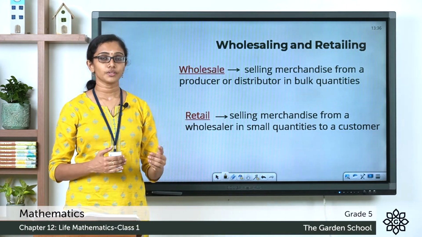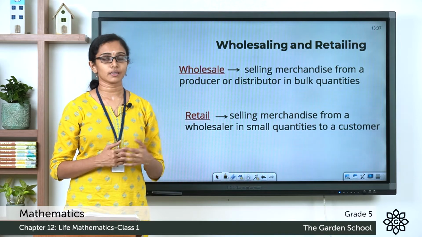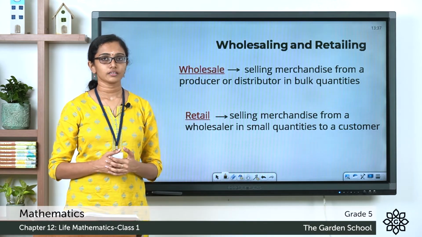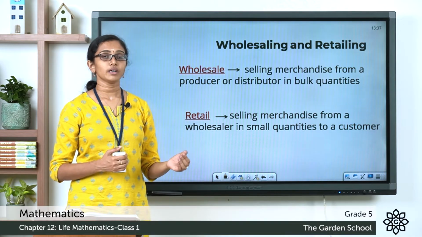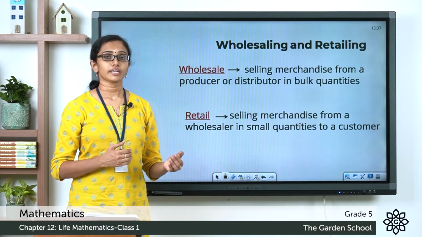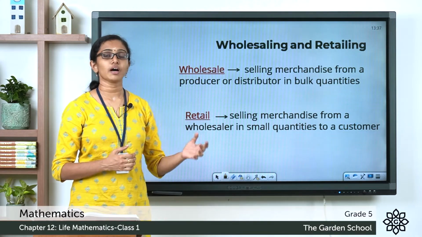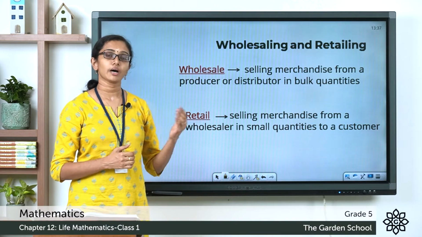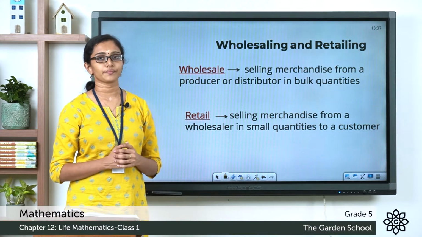For example, when you go to a shop to buy something, you are the customer there. So you are buying that thing, for example, vegetables, from a retail shop. And this retail shop or the shopkeeper might have bought these vegetables from a wholesaler. And the wholesaler might have bought these things from a producer or a distributor.